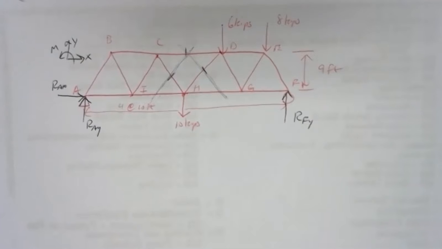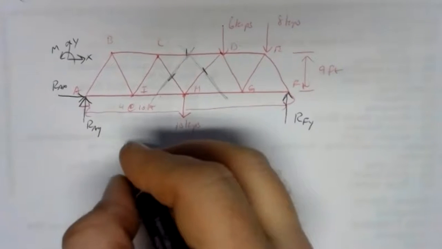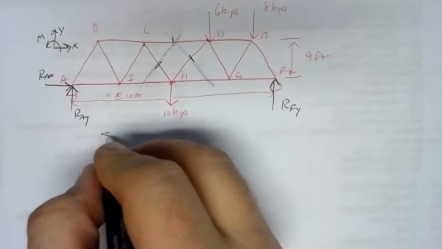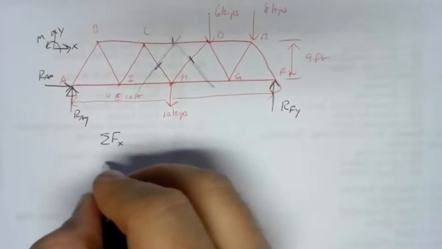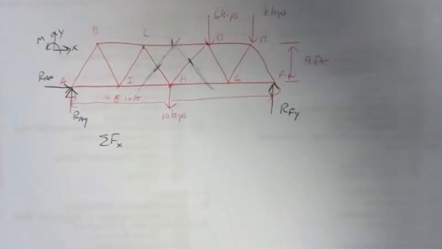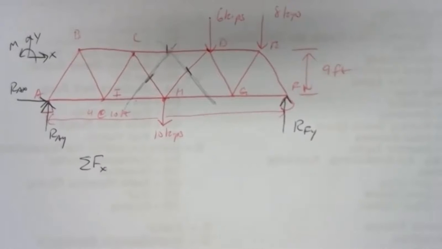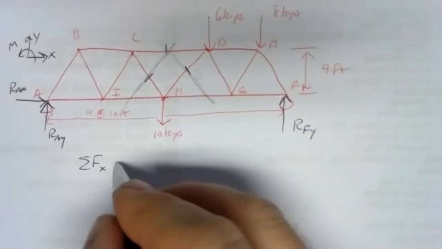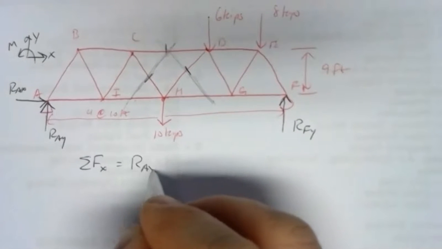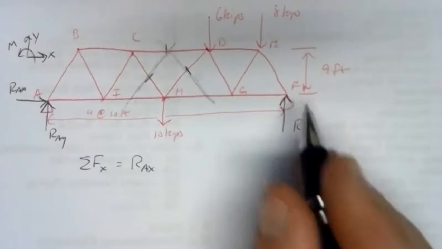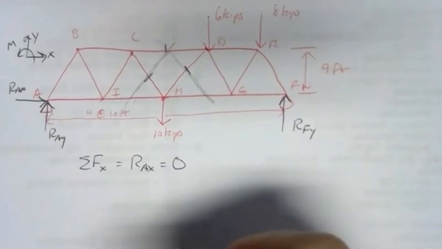So this is a non-concurrent force problem. So we'll do our sum of forces in the x direction, sum of forces in the y direction, and sum of moments about a point. So sum of forces in the x direction, all we've really got is RAX. No other side forces here, so RAX is 0.